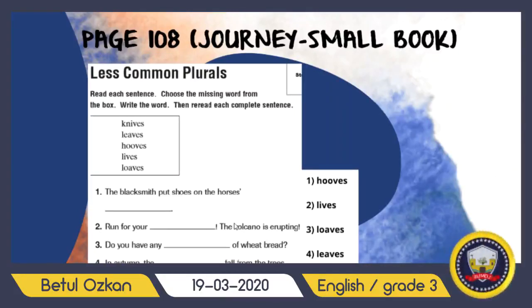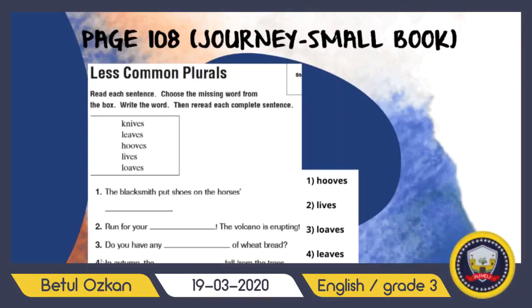Okay, if you are ready, let's read the second sentence together. Run for your lives! The volcano is erupting. Guys, the volcano, remember lava, remember our science class. So, if you want to live, you need to run for your lives. Good job. Let's read the third sentence together. Do you have any of wheat breads? If I'm talking about breads, I'm also talking about loaves. So it will be, do you have any loaves of wheat bread?